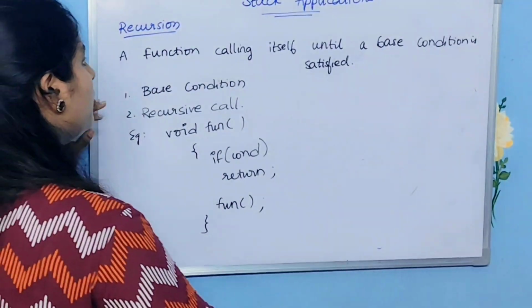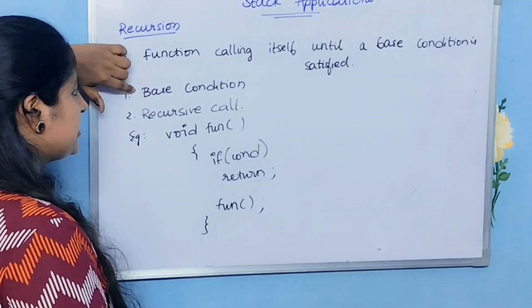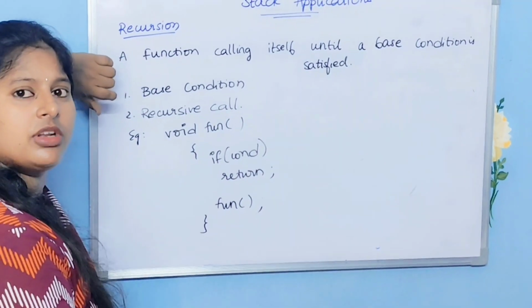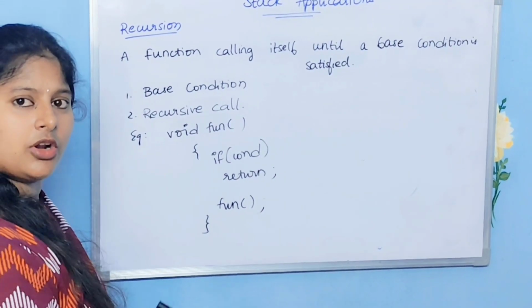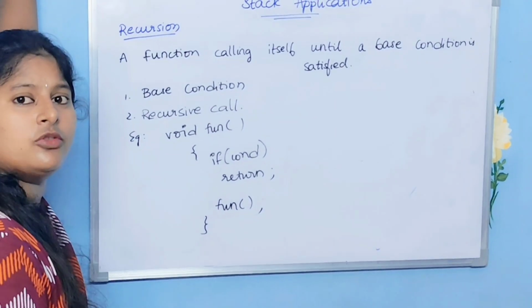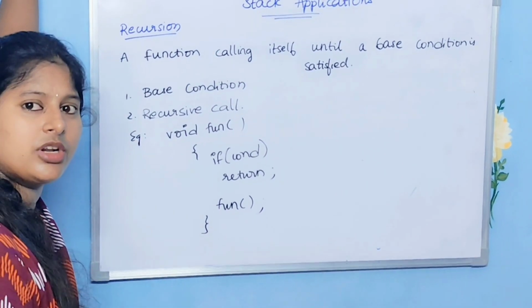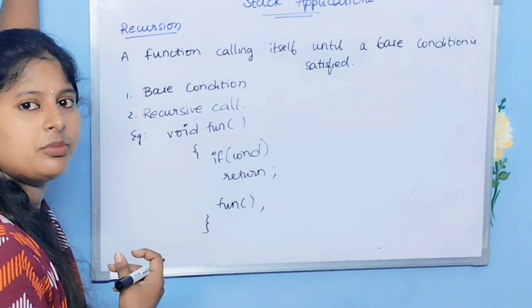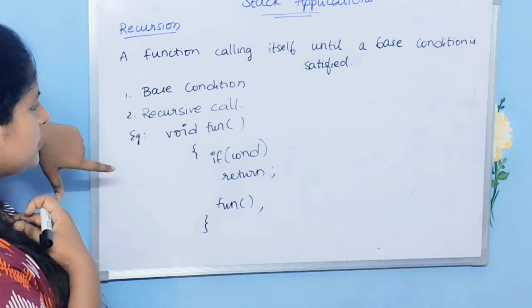So the most important concepts are the base condition and the recursive call. Even if you give a base condition, in case you are not giving any recursive call, the call won't be made and the statements won't be executed, right? These are the two important parts of recursion. So let's see a small example.